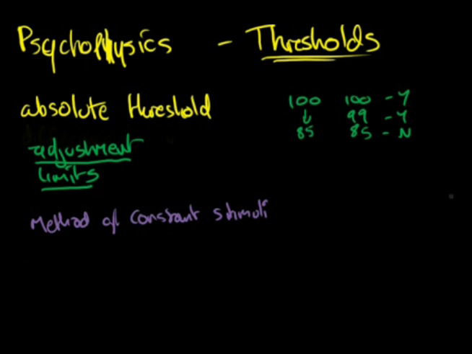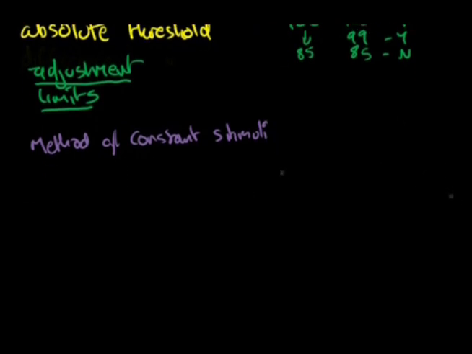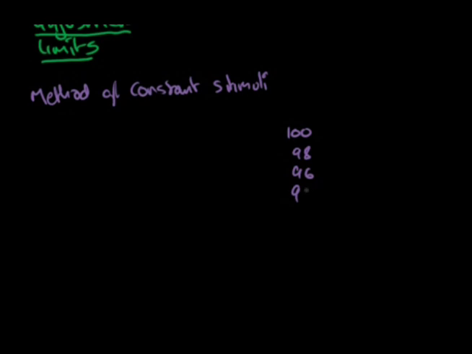In the method of constant stimuli, we would have perhaps the same thing, a number of different volumes that we're going to present to our subject. Let's say we've got 10 different volumes, so 100, 98, 96, 94, 92, 90, 88, 86, 84. Let's say that that's what we're using.